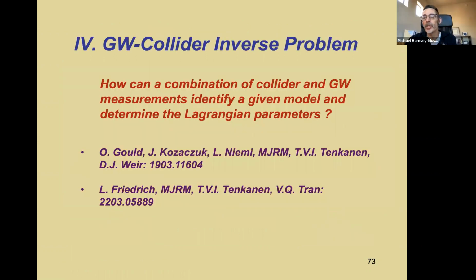So that being said, I now want to take what we've learned into this example of applying it to phenomenology of colliders and gravitational waves. And we're calling this the gravitational wave collider inverse problem, which you might phrase in the following way. How can a combination of collider and gravitational wave measurements identify a given model or rule it out? And if they identify it, help us determine the parameters in the Lagrangian. Okay, and there are two papers here I'm going to use to start addressing this question.